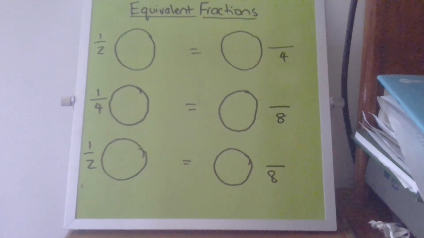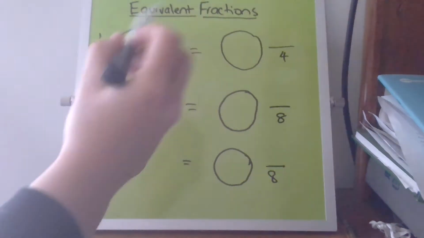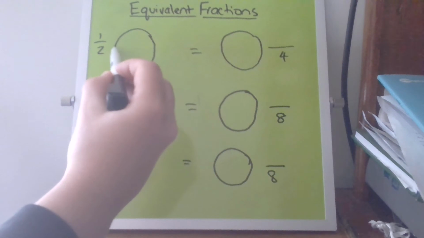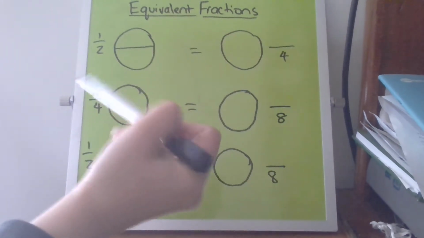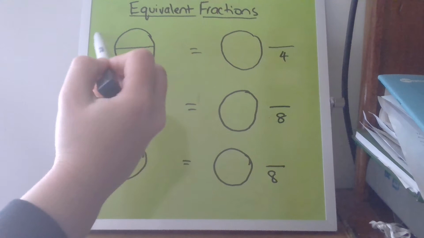In this video, we're going to look at equivalent fractions. Equivalent fractions are fractions which have the same value, but look a little bit different. They have different numbers in them. So, for example, 1/2, which we can represent with a circle split into two equal-sized pieces and colouring one of them.